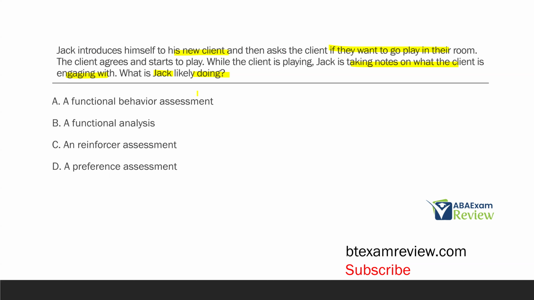And so if Jack is only taking notes on what the client is engaging with, he's not actually looking at how the behavior is changing. He's simply seeing what the client is preferring. What does the client like? So Jack is likely only doing a preference assessment. Following the preference assessment, Jack will then take what was preferred in his notes and then try to do a reinforcer assessment to try to identify reinforcers.